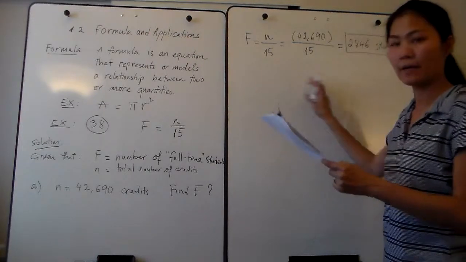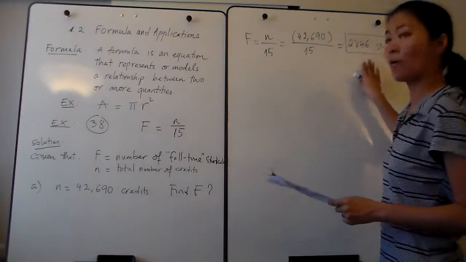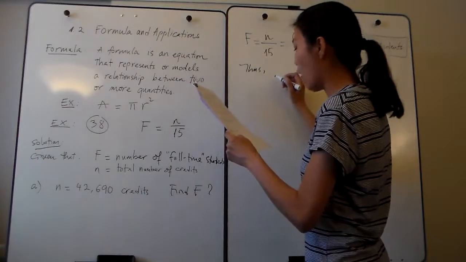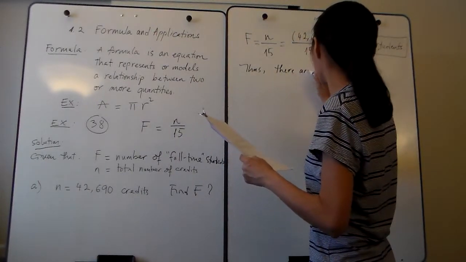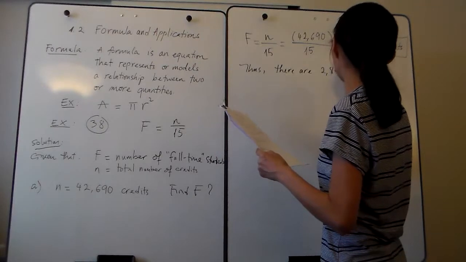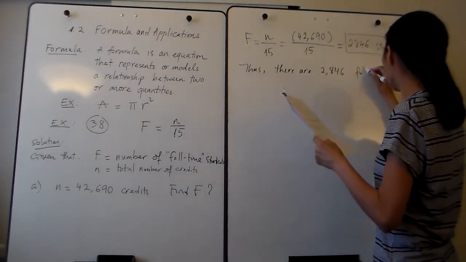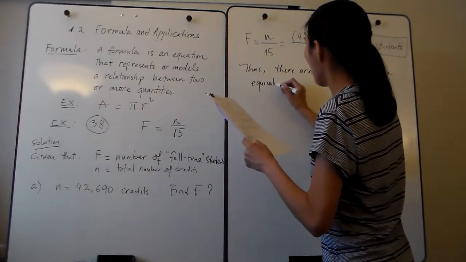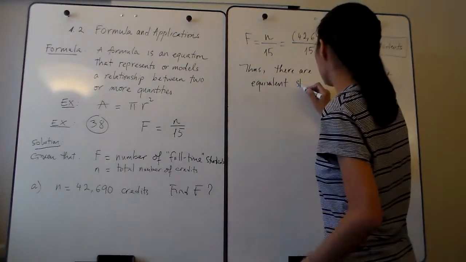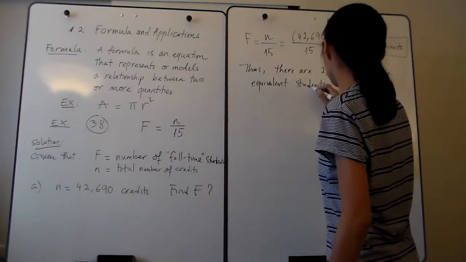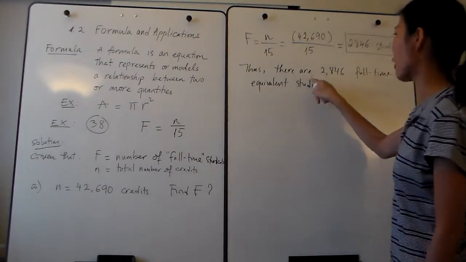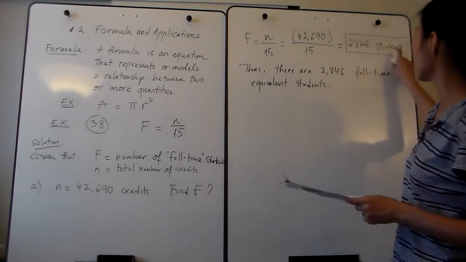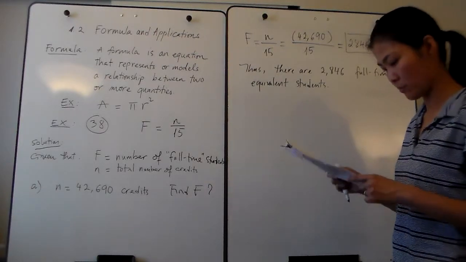Now, I would like you to write a statement describing what this number represents. So I would expect you to write, thus, there are 2,846 full-time equivalent students. Okay, let's quickly describe what this number represents. All right, and make sure you state the units if possible.